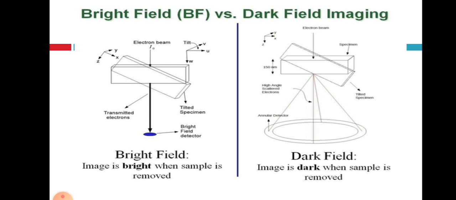Here we can see the difference between bright field versus dark field images. This is the image of a bright field when the sample is removed. An electron beam is passed through the specimen, and that is how the image is produced, with a bright field detector. Whereas in the dark field, we can see when the beam is passed, it is tilted at an angle so that it produces a cone-like light on the field, resulting in a darker field.